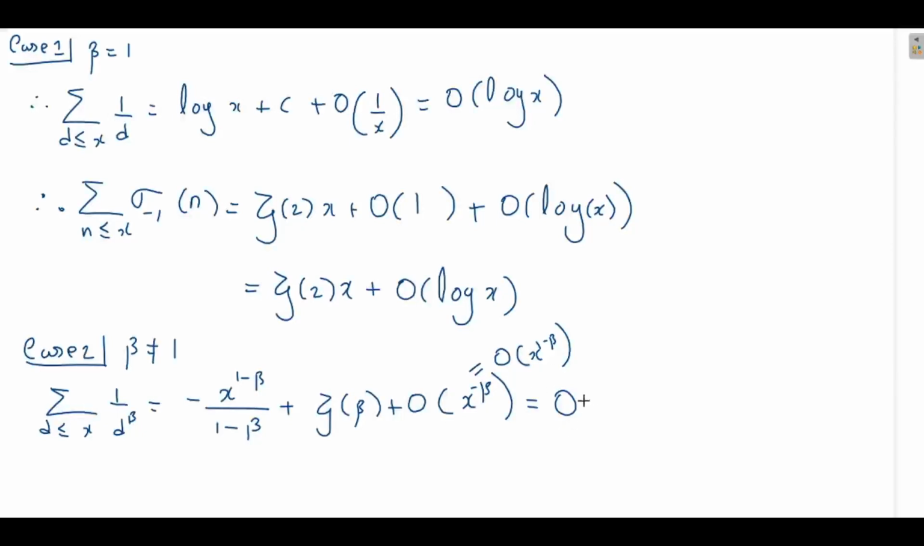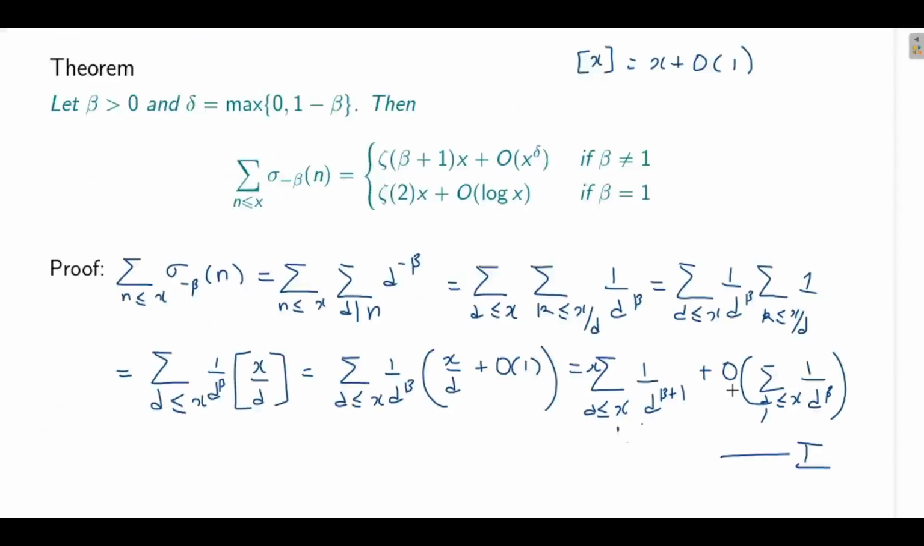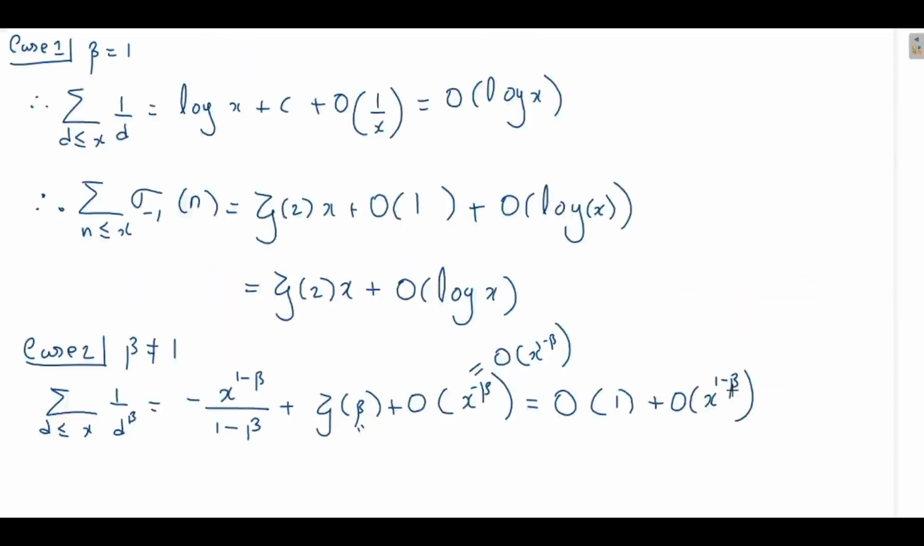Okay, so what we have here is, this is a constant, so it can as well be big O of, is that right? So this will be big O of 1 plus big O of x raised to 1 minus beta. Okay, but see what delta is. Delta is the maximum of 0 and 1 minus beta. So in any case, both of these are going to be big O of x raised to delta.